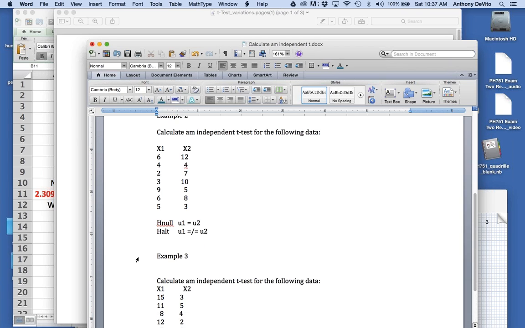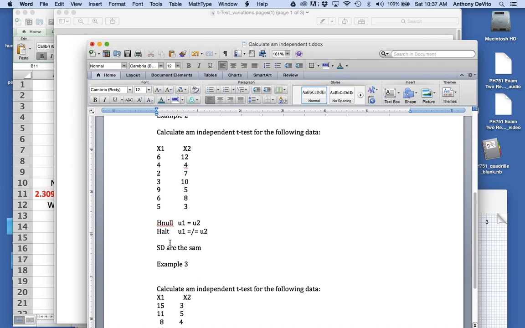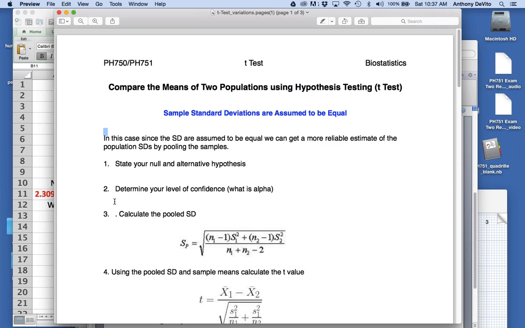That would be a one-sided t-test. So right now what we have here is a t-test for independent samples, two independent samples. We're going to assume that the standard deviations are the same. Therefore, we're going to pool our standard deviations. Okay, so let's go to our formulas.